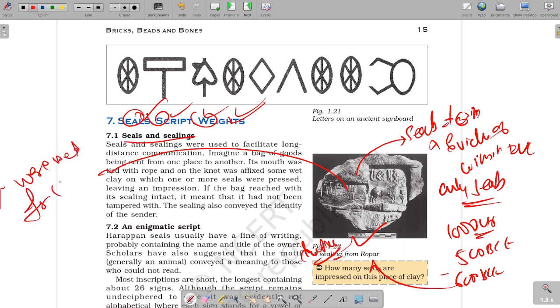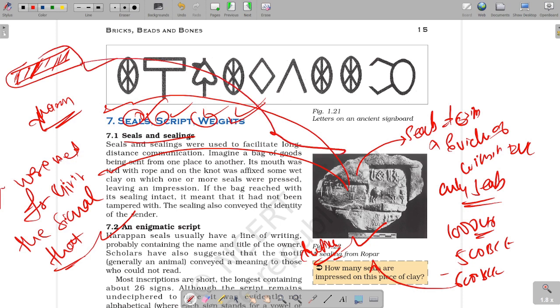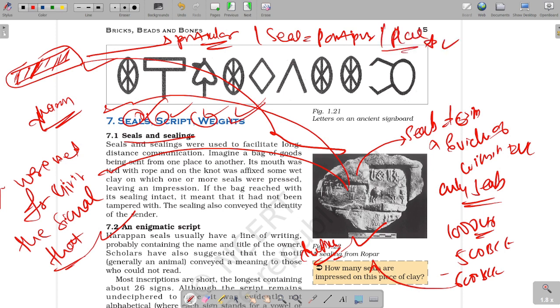for giving the signal that the product is intact. This seal was like today's Amazon etc. seal. They keep the seal intact so that the product is not tampered with. This can be deciphered from this. This seal was like this, and it represented a particular person. One seal is related to a particular person or group of persons or places. This was the general understanding at that time.